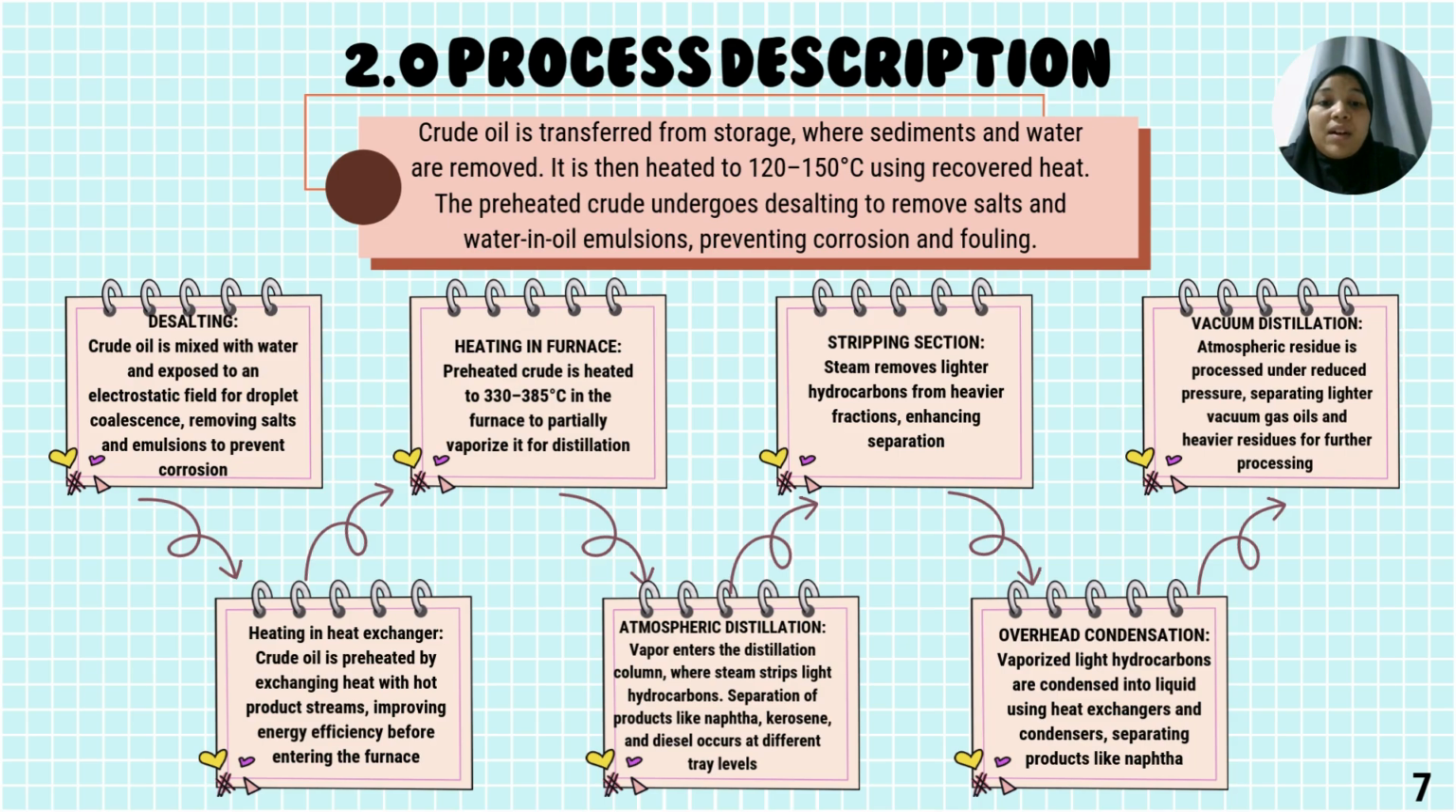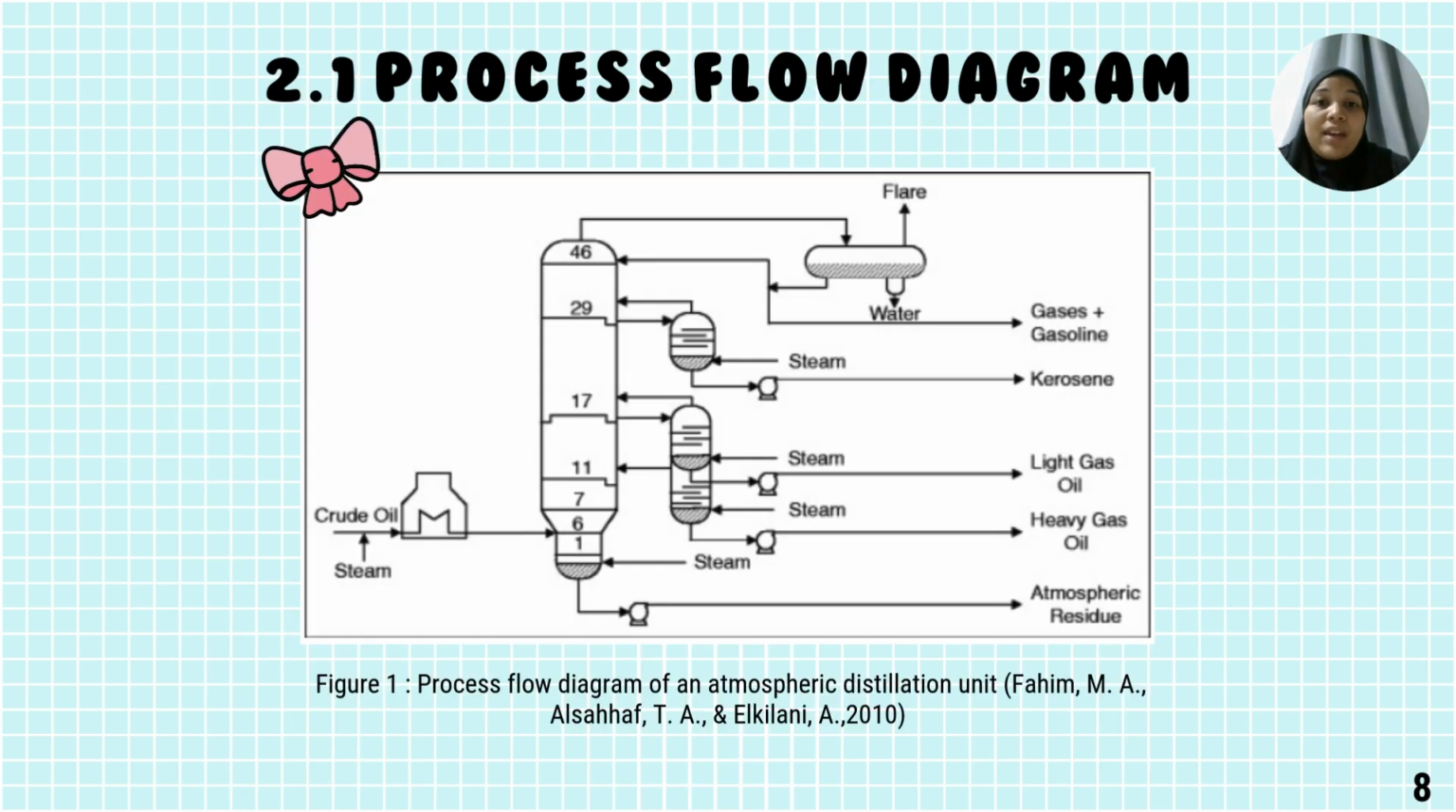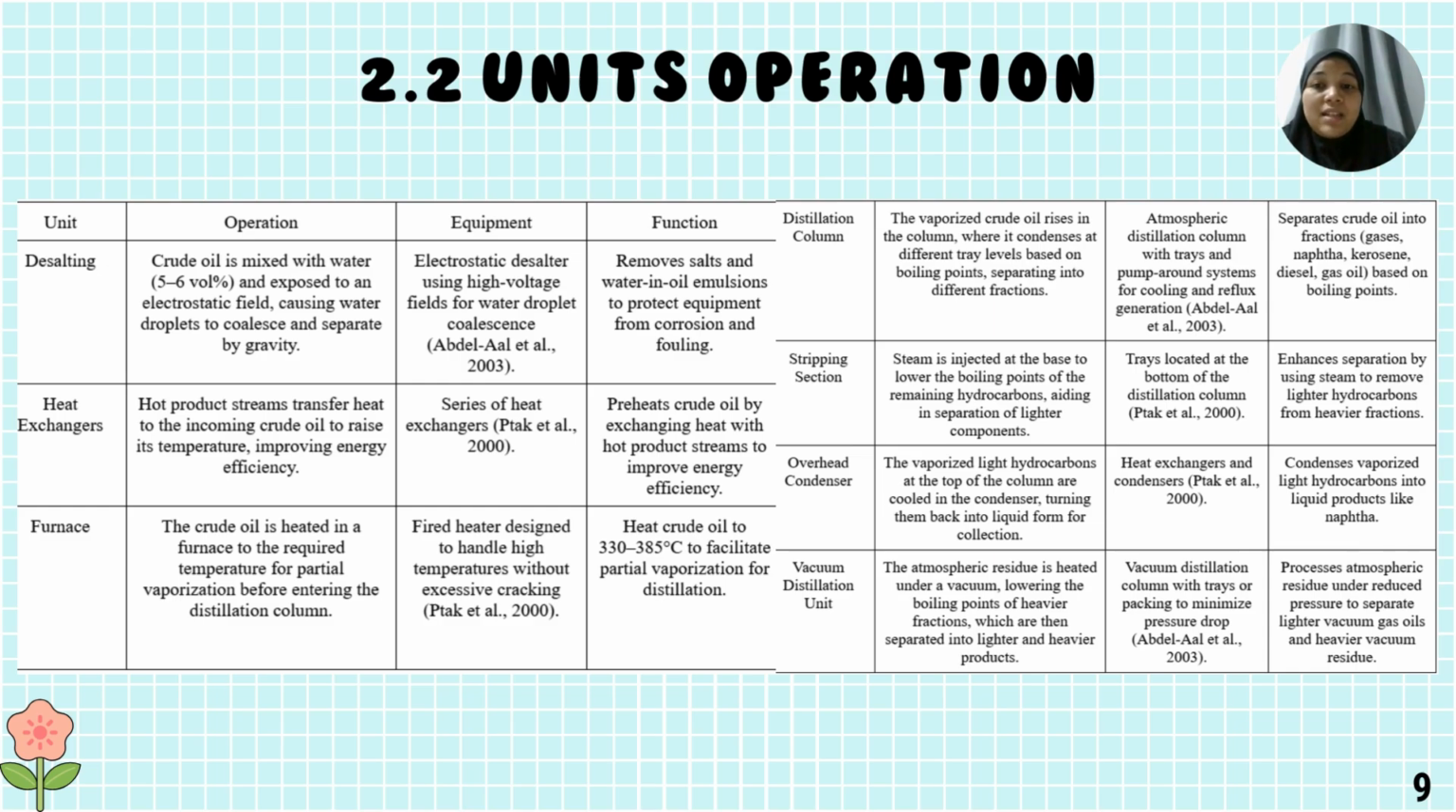Next, atmospheric distillation. Vapor enters the distillation column where steam strips light hydrocarbons in the stripping section. Steam removes lighter hydrocarbons from heavier fractions, enhancing separation. And then overhead condensation. Vaporized light hydrocarbons are condensed into liquid using heat exchangers and condensers, separating products like naphtha. And last is vacuum distillation. Atmospheric residue is processed under reduced pressure, separating lighter vacuum gas oils and heavier residues for further processing. This is a process flow diagram of an atmospheric distillation unit that we retrieved from a journal.